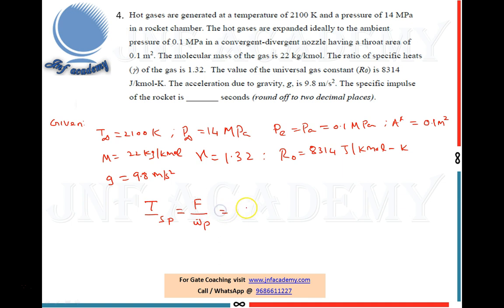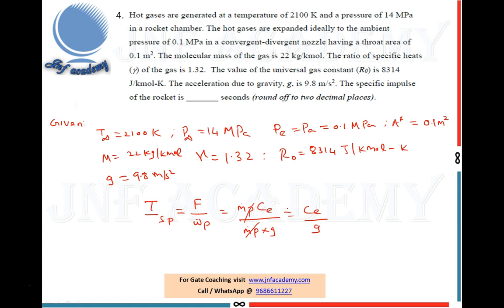And F can be written as M dot P, mass flow rate of propellant. Because it's a rocket engine, it's only M dot P. It's not M dot A. There is no air, right? M dot P into C, where C stands for the exit velocity, divided by M dot P into G. G is nothing but acceleration due to gravity, and M dot P is nothing but mass, so that you'll get weight. If you do that, both things will get cancelled. So CE by G will give you the ISP. CE is nothing but the exit velocity of the jet, the gas that is coming out of the nozzle.